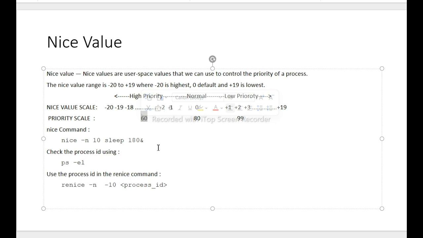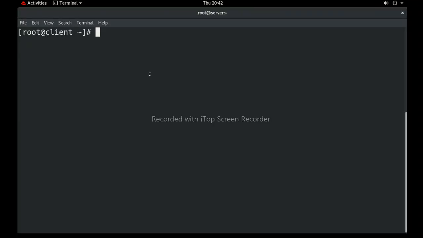So let us try to understand this in practice. Now let us run one process with a specific nice value. To set the nice value for a process, we have the command nice, followed by option -n, followed by the nice value, followed by the process.